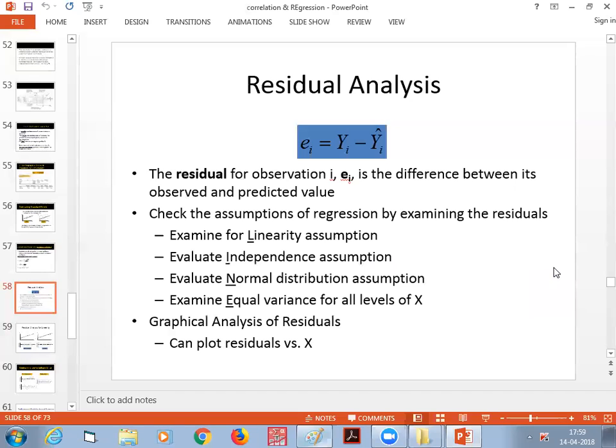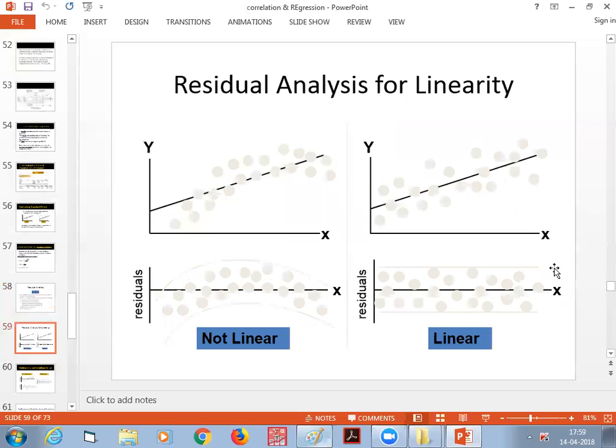How can we do that? First one, graphical analysis of residuals. That means you can plot the residual versus X. So the residual values will be there, along with the X values, you can plot them on the graph and you can see how the graph appears. Look at this one. Residual analysis for what? Linearity. Whether the residuals are linear or not.